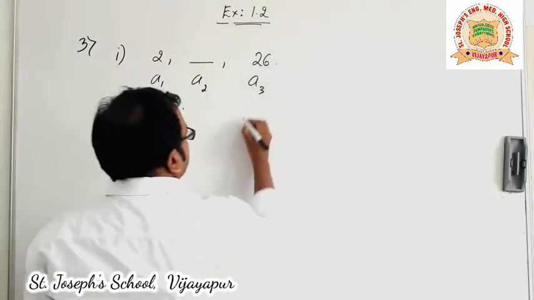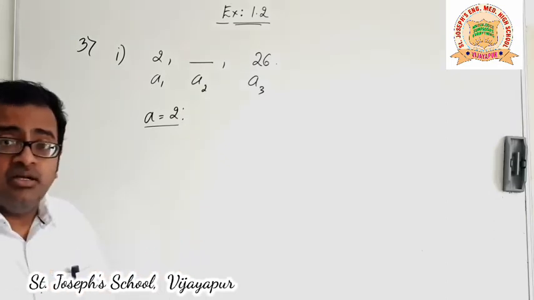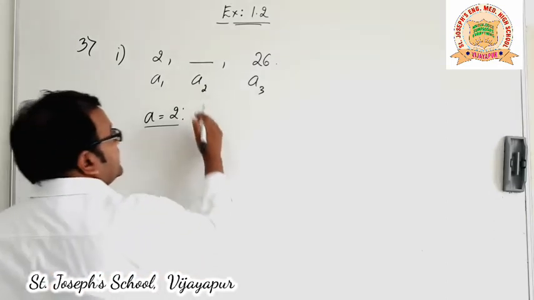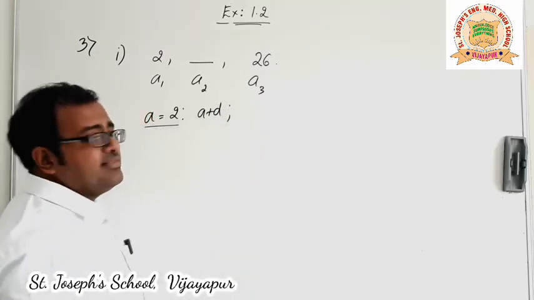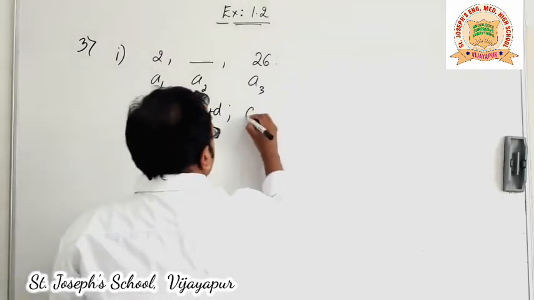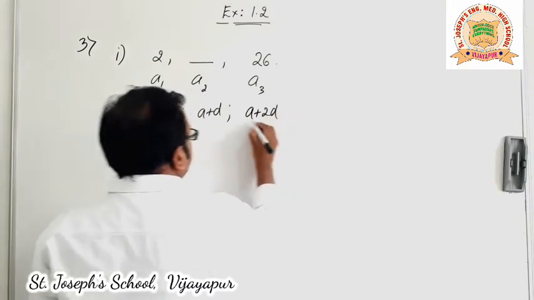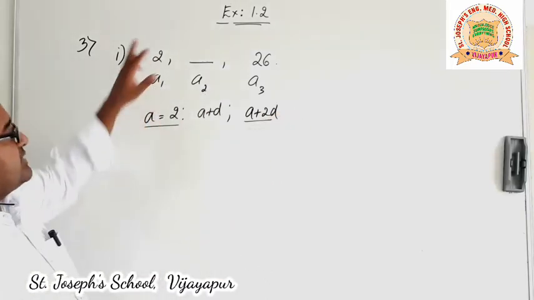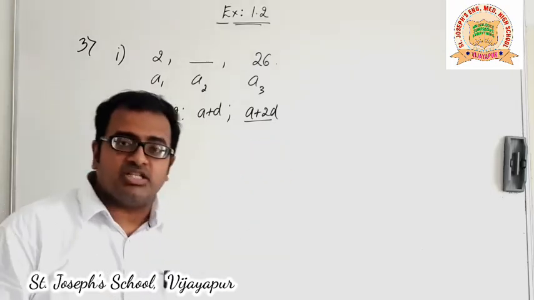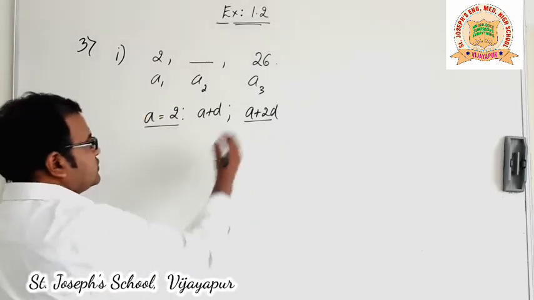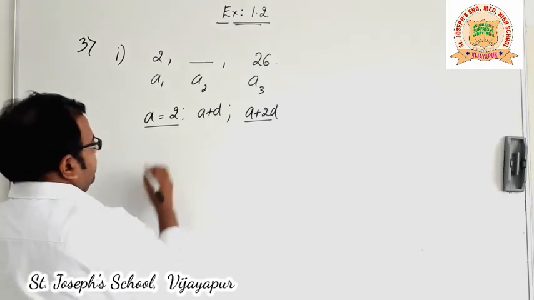What is A3? Let us write the general forms of these terms. What is A2? A2 is A plus D. Then what is A3? A3 is A plus 2D. So we know that A is 2, and A plus 2D is 26. We will use this information that we have got and we will solve for D.